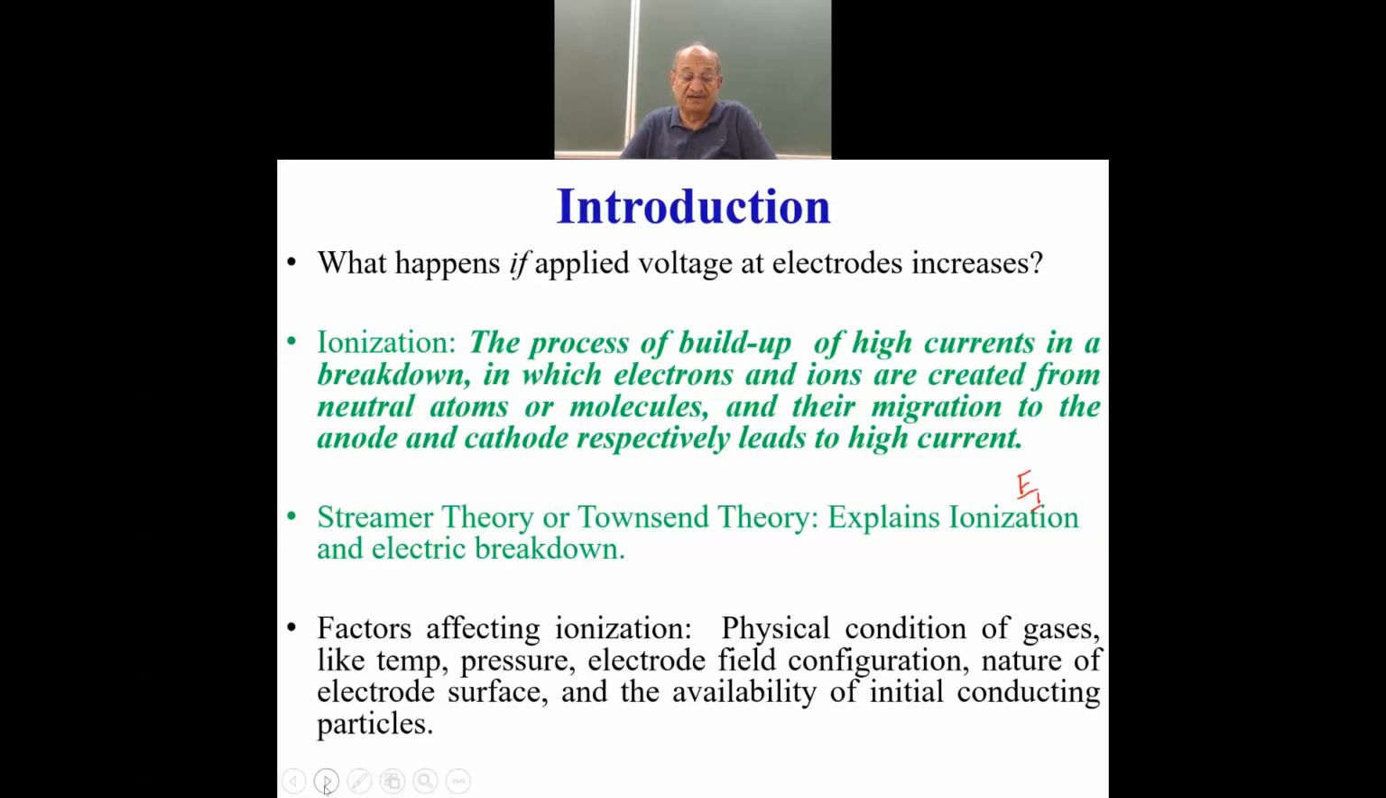That is, to begin the ionization process, you have to have some electron or ion present. When there is an electron, an ion should be accompanied with that. So some charged particle has to be there to begin a process, which depends upon the physical conditions of the gases and obviously on the magnitude of the applied voltage.